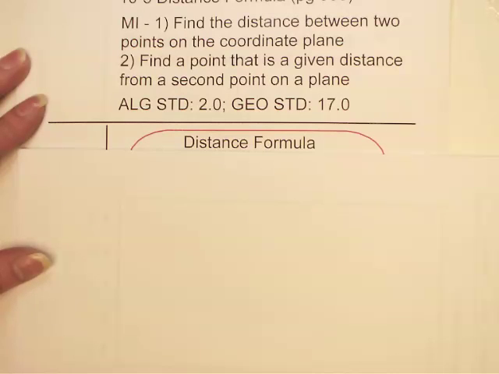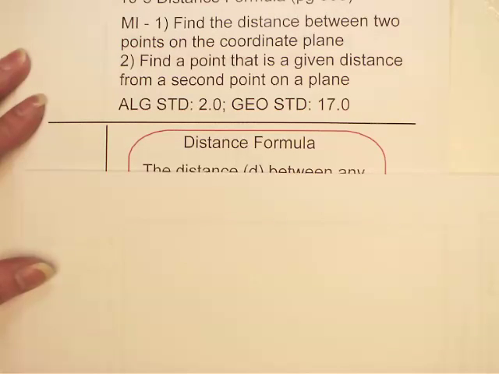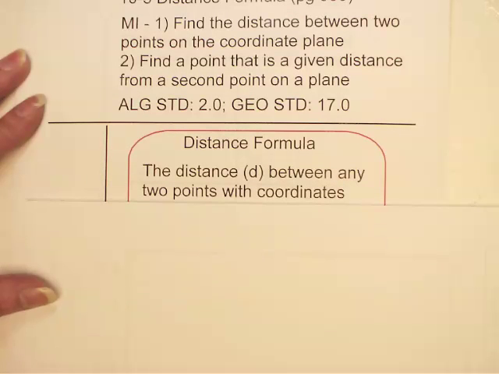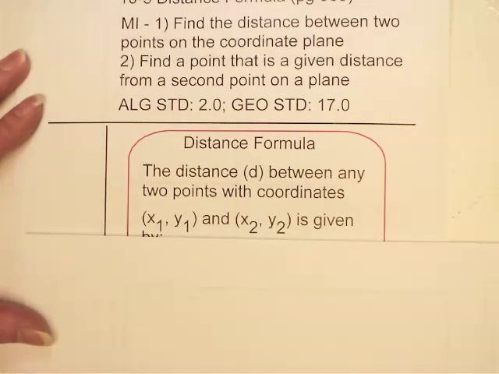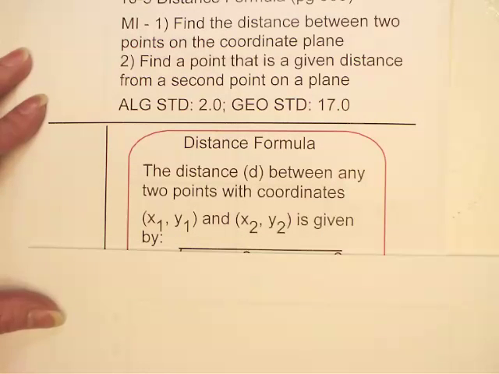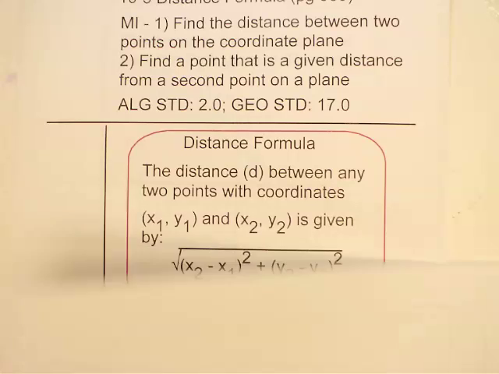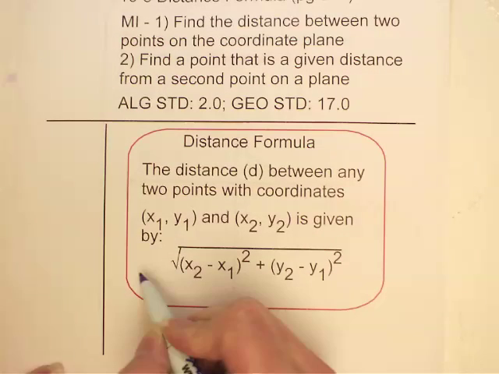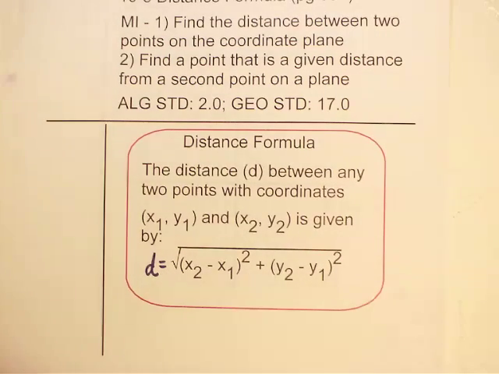So this is the distance formula. The distance formula is the distance, d, between any 2 points with coordinates x sub 1, y sub 1, and x sub 2, y sub 2. And it is given by this formula. D equals the square root of the quantity x sub 2 minus x sub 1 squared plus the quantity y sub 2 minus y sub 1 squared. So make sure that you jot down this formula.